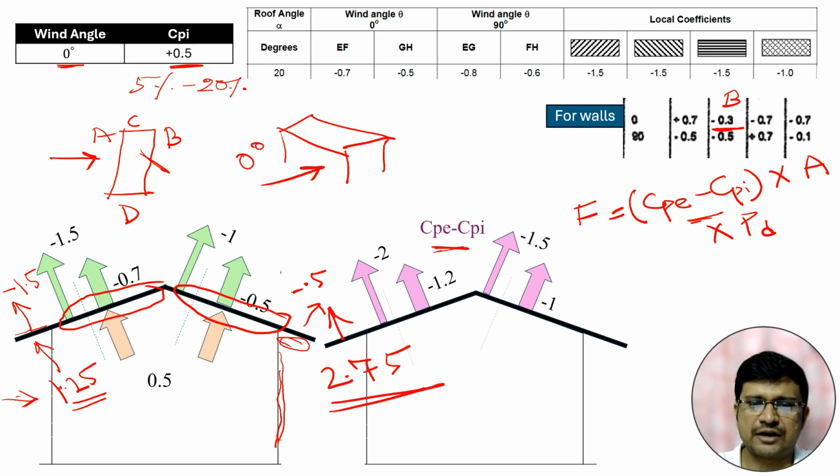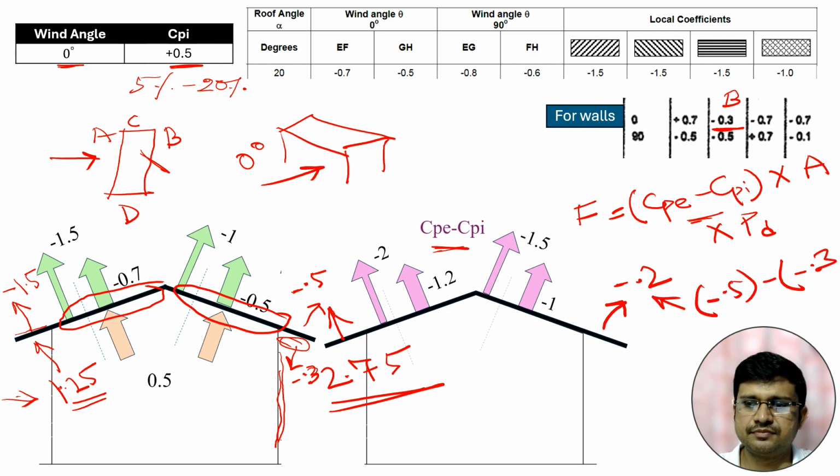So here at the top it will be minus 0.5, and at the bottom minus 0.3. Minus 0.3 means like this, and it will be pull. This minus 0.5 is also pull but in the outward direction, and this is minus 0.3. So the resultant will be minus 0.5 minus minus 0.3, so it will be minus 0.2. So here the resultant value of CPE will be minus 0.2.